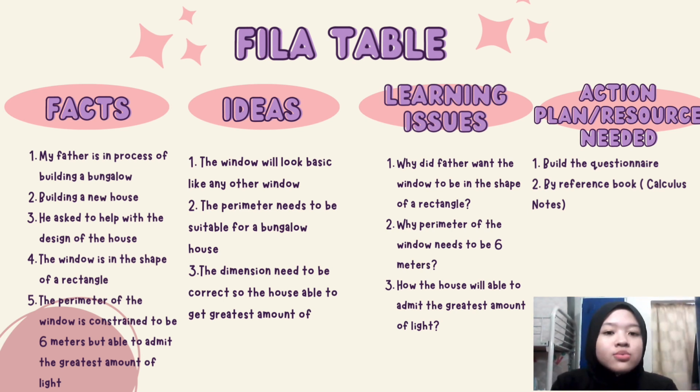Learning issues. The first one, why did father want the window to be in the shape of a rectangle? The next one, why does the perimeter of the window need to be 6 meters? The third one, how will the house be able to admit the greatest amount of light? So, action plan or resources needed. The first one is the questionnaire book. The second one is a reference book, which is calculus notes.